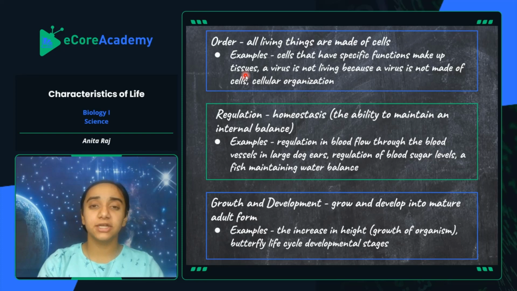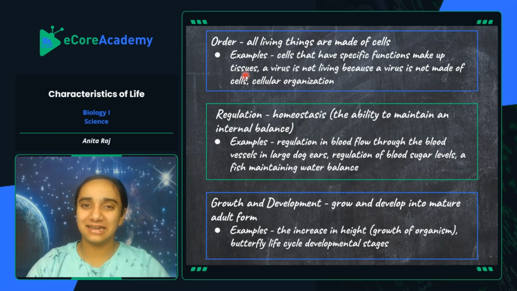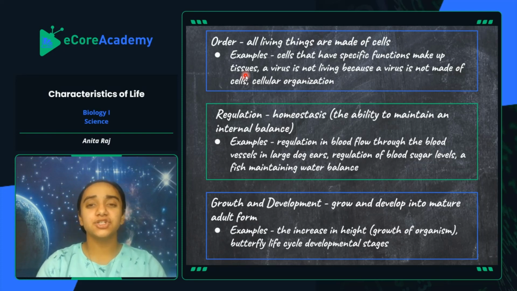So regulation, think of it this way. Regulation is trying to maintain something. Maybe you're trying to regulate the rules. So you're trying to maintain the rules. Maybe that's the best example I can think of outside of science. Regulation in this case is called homeostasis in science. It's the ability to maintain an internal balance. For all you chemistry people out there, this might be thought of as equilibrium.